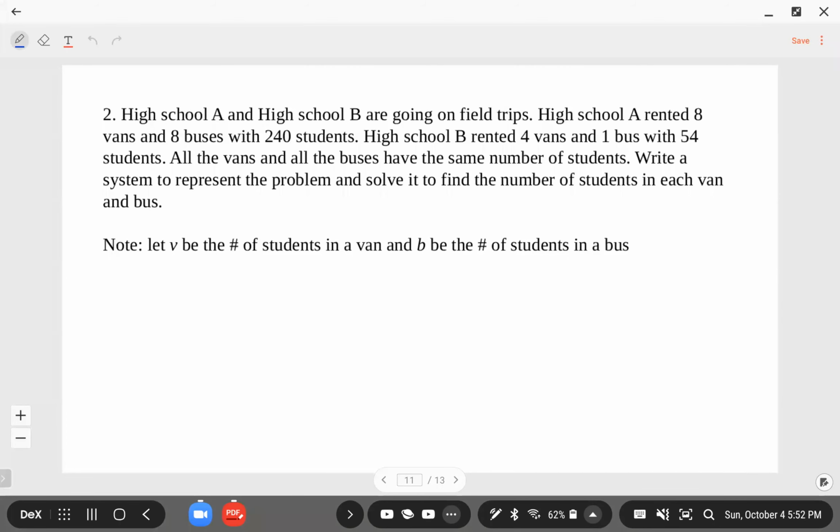This might be a bit confusing. So this is high school A. High school A rented 8 vans and 8 buses with 240 students. So 8V plus 8B equals 240, right? High school B rented 4 vans and 1 bus with 54 students. So 4V plus B equals 54.